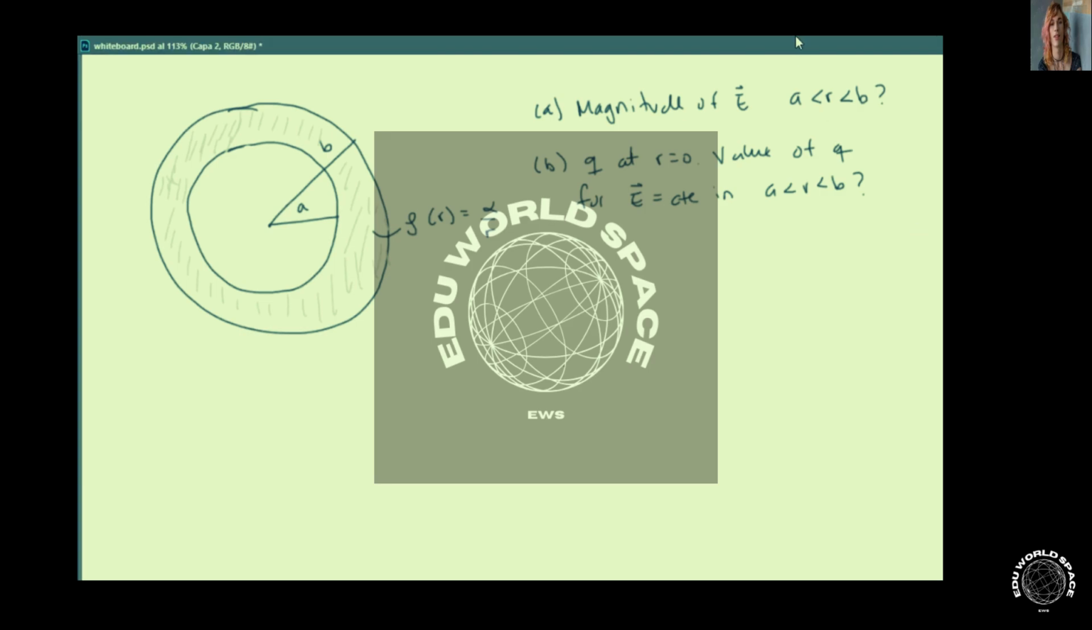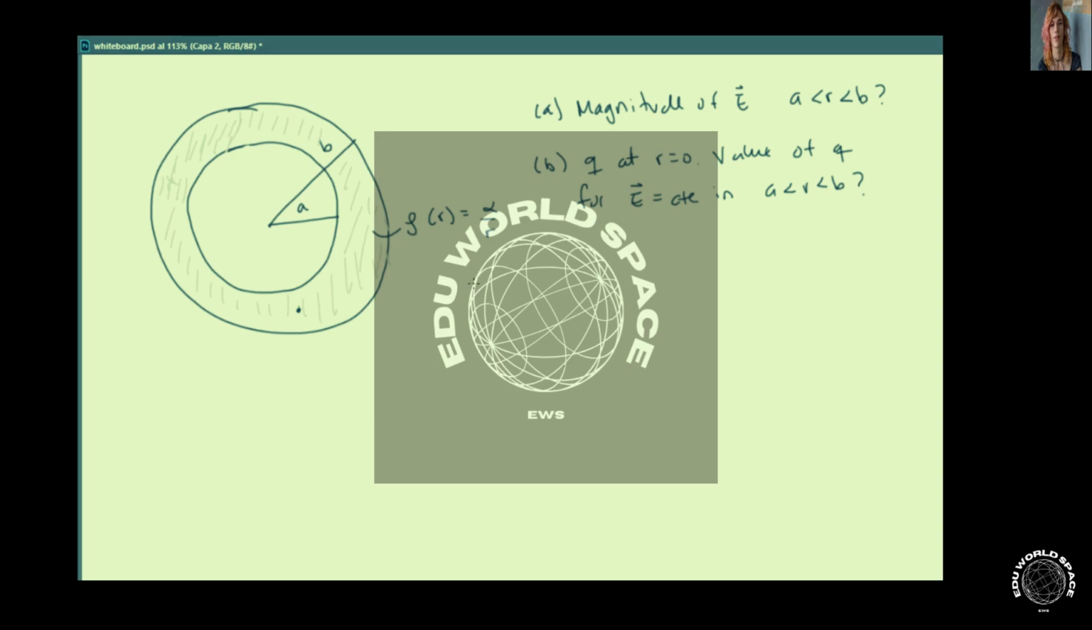Okay, so we have a hollow sphere with inner radius A and outer radius B, as the diagram shows. We know the volume charge density is the function given here by rho. We want to find the magnitude of the electric field E at a point that is greater than A and smaller than B, so any point in the insulating material. And how do we do this?